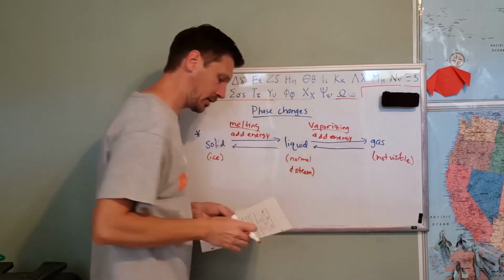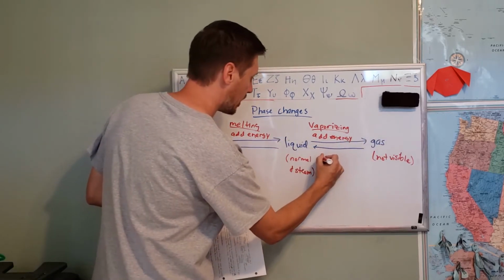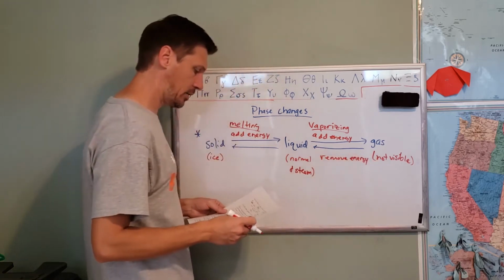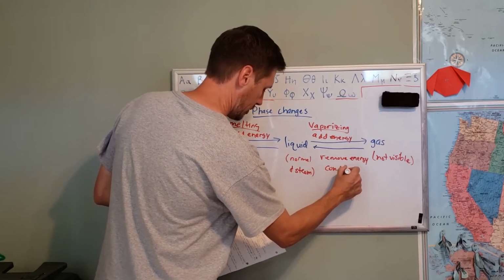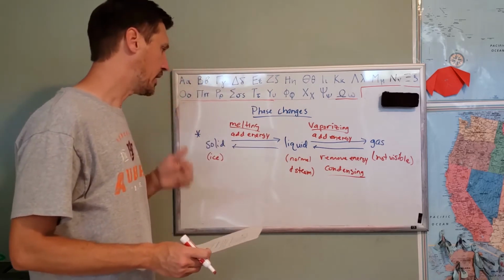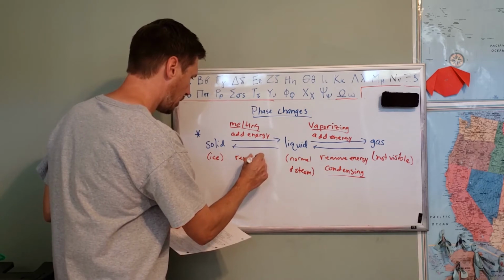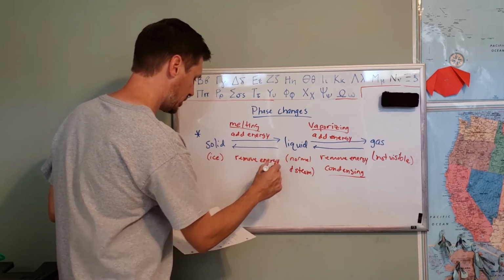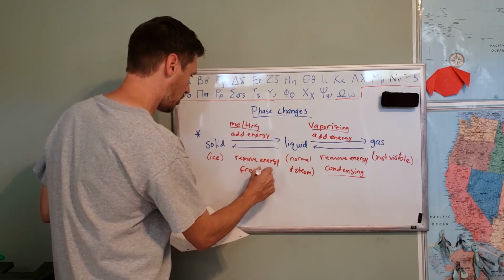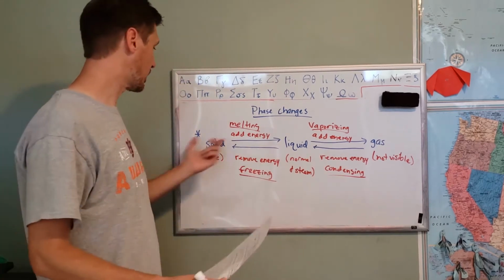Now, when we go back in the other direction, we're doing the opposite. Instead of adding energy, as you go from a gas back to a liquid, we're going to have to remove energy in order for that to happen. Okay, and we call that condensing. I just mentioned condensation. The gas turning back into a liquid. And then finally, you remove energy to go from the liquid state back into the solid state. And of course, if we think about water, you should be familiar with this term, freezing, right? As it goes from liquid back into solid.